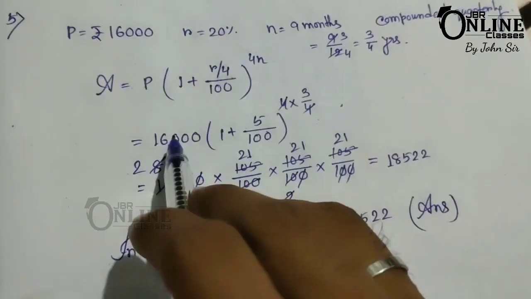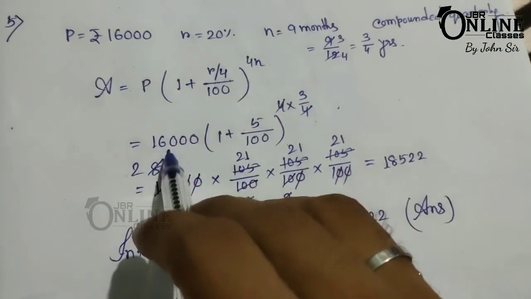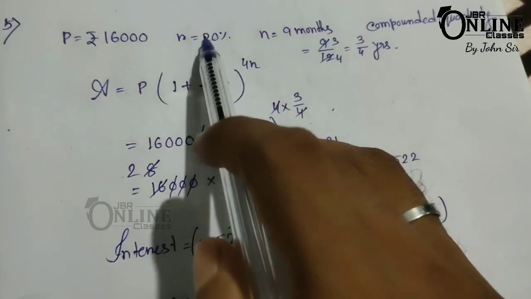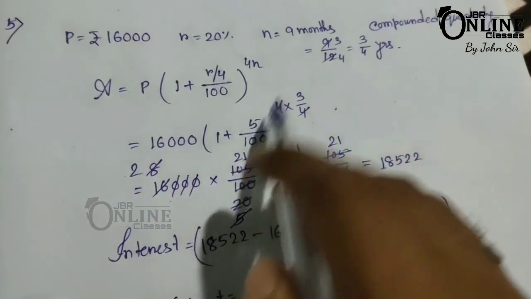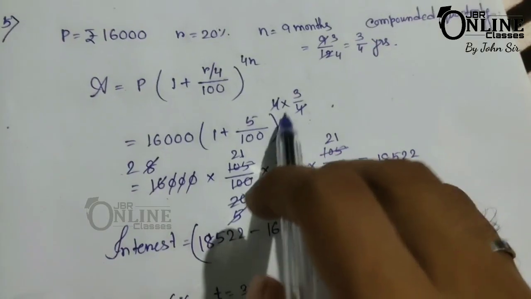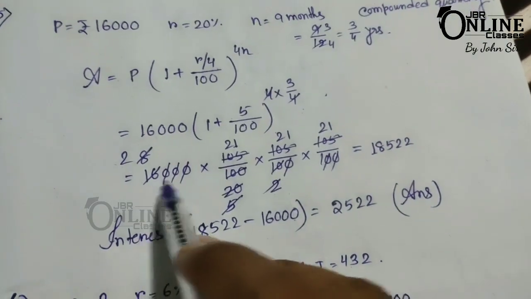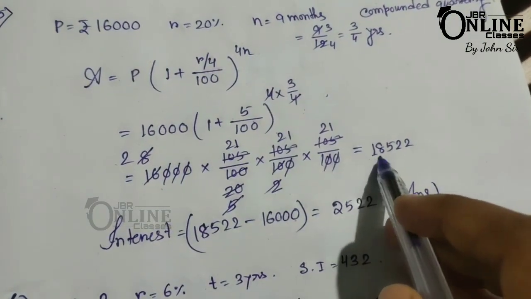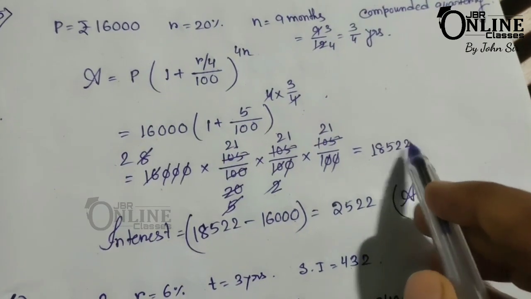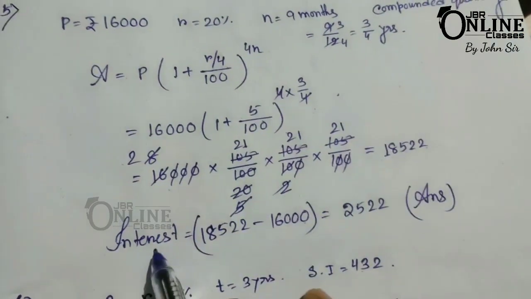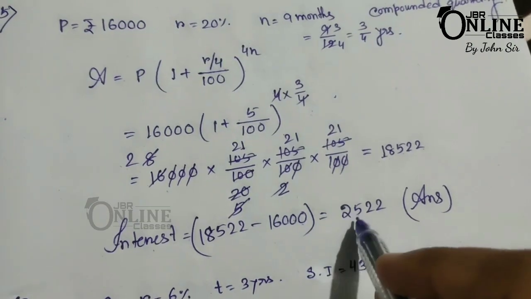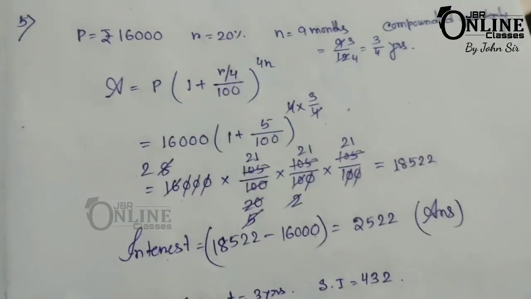Now put down the value of P, R and T. So P equal to 16,000, R by 4, that means 20 by 4. So 20 by 4 equal to 5. And here 4 into 3 by 4, so that equals only 3. So after calculation, you will get 18,522 as the amount. Now interest equals amount minus principal, and that equals 2522 as the interest.